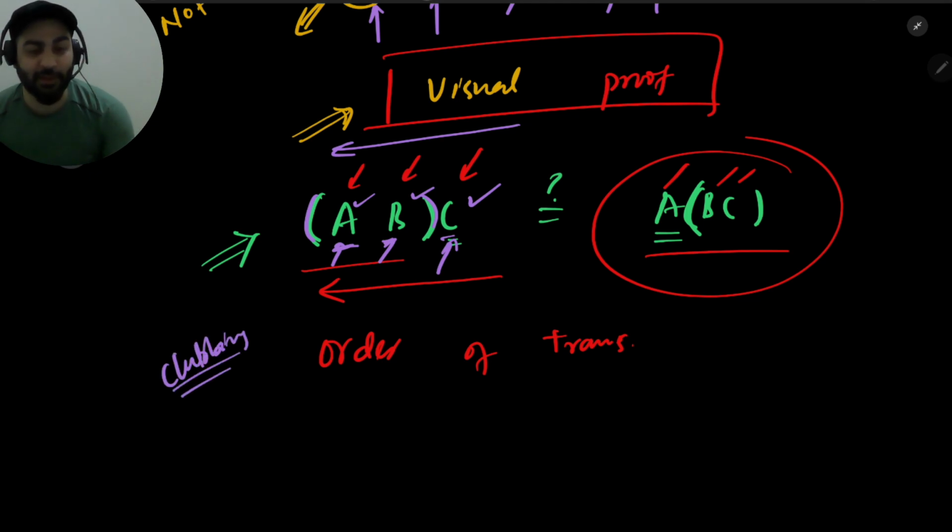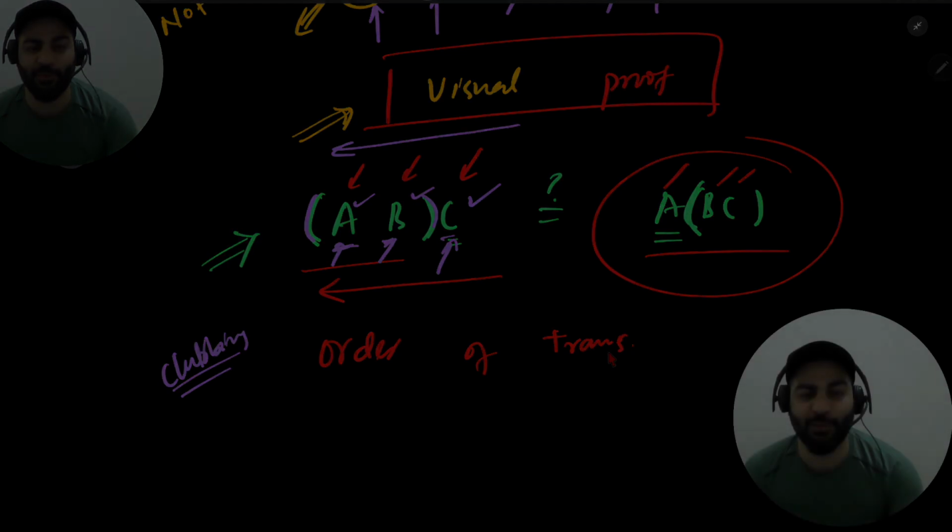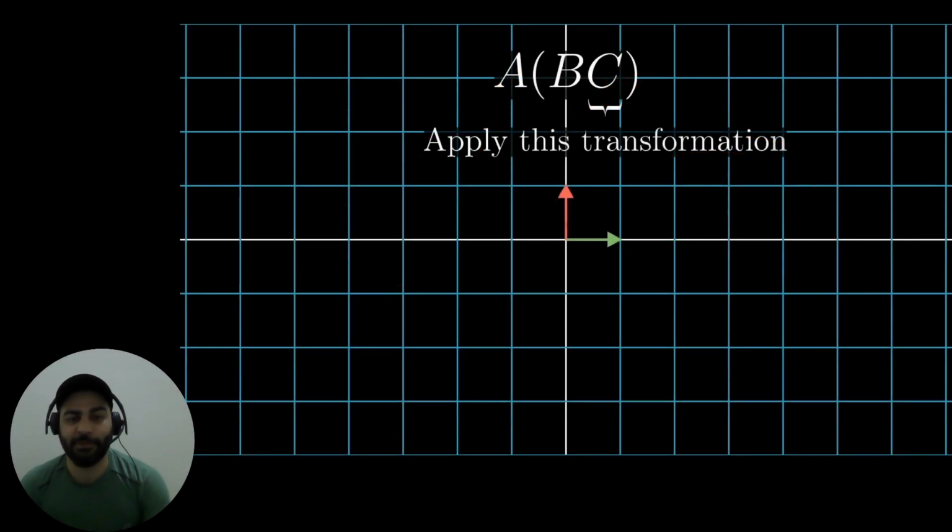If I show you a visual proof again, let's suppose I have this ABC. What this says is that I'll apply C followed by B, and then to the whole transformation I'll apply A. Okay, let's do this.